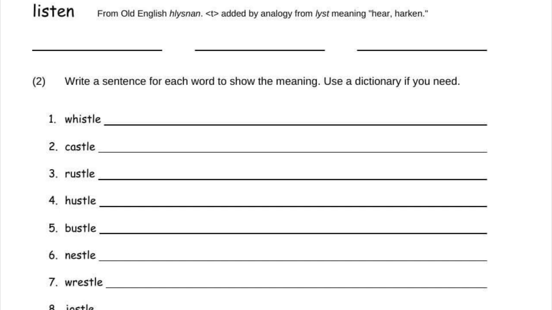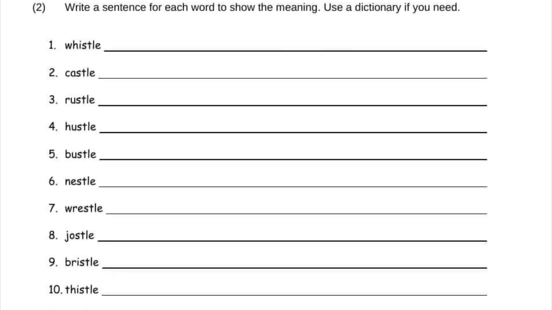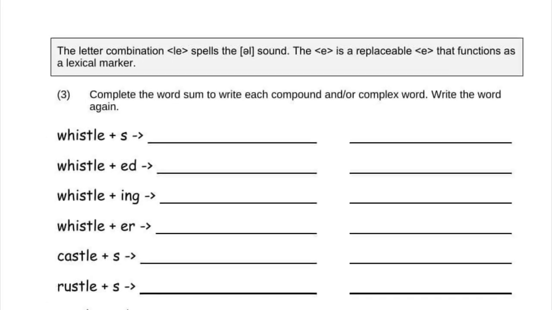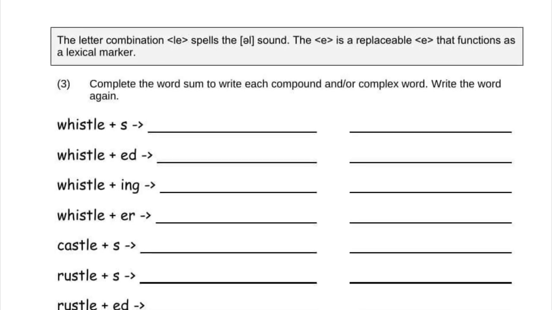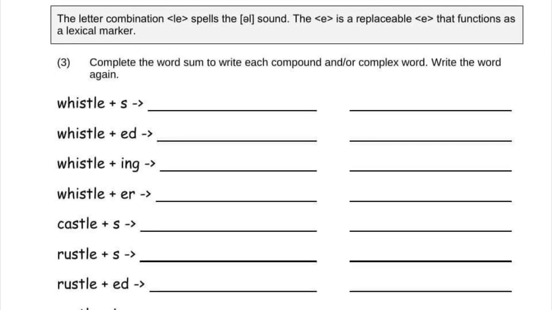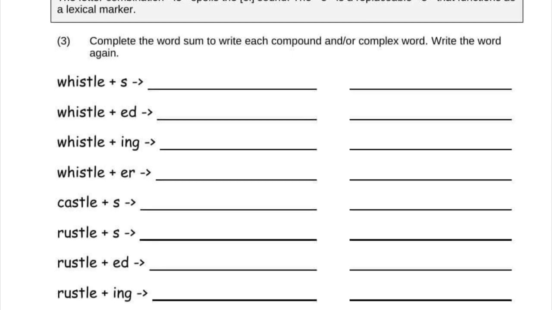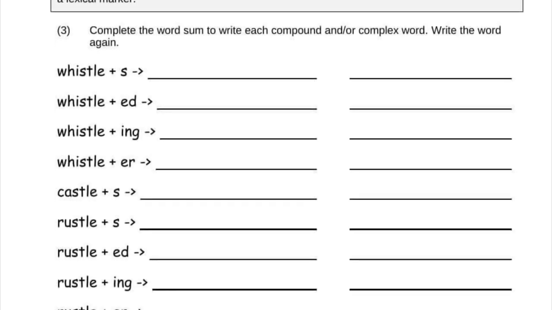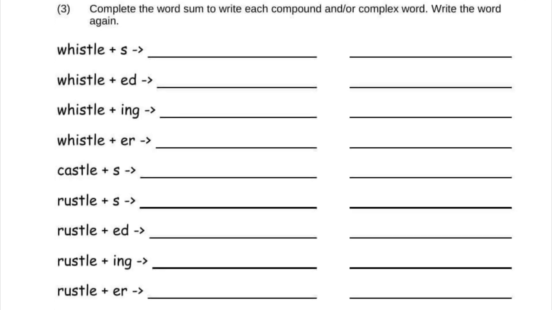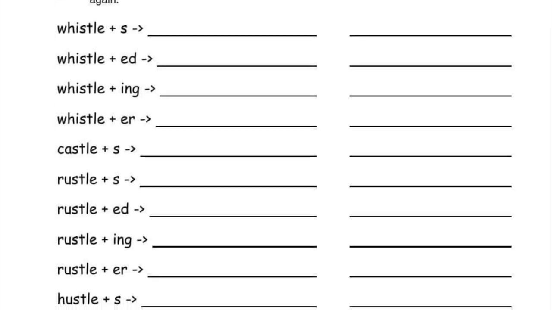The activities are not all about rote memorization. Activity 2 is about using the word in context. Activities 3 and 4 use word sums to expand morphological word families through suffixes and prefixes. Every word is made up of at least 1 morpheme. A word sum shows how a word is built. For example, whistle plus S is whistles. The S suffix attaches to the base whistle to form the plural noun and third-person singular verb whistles.